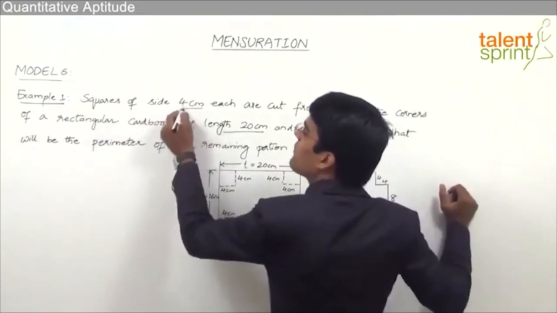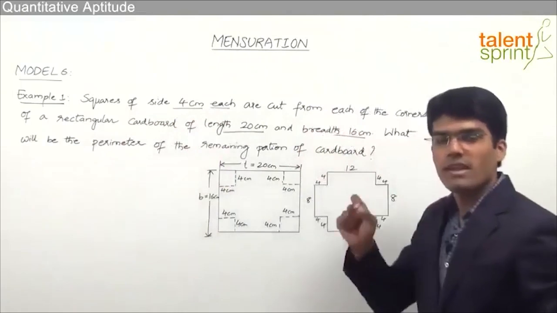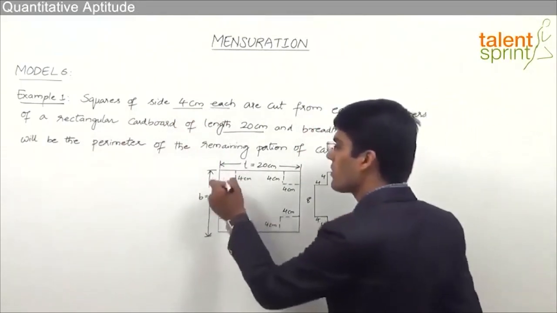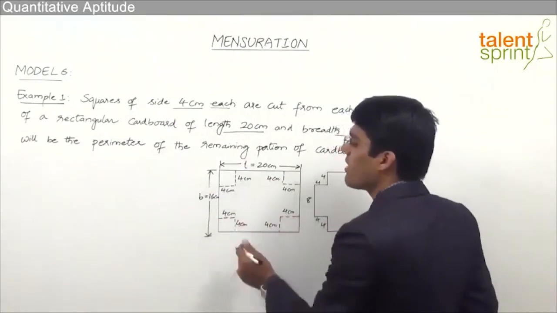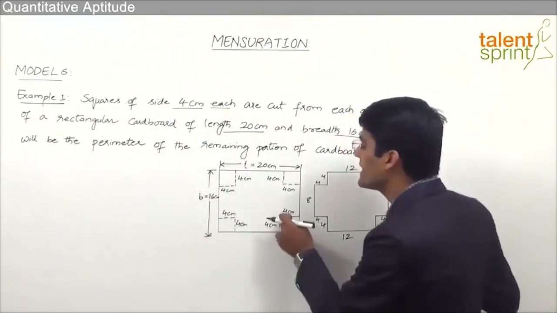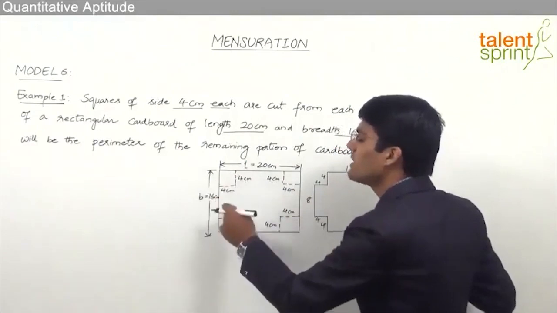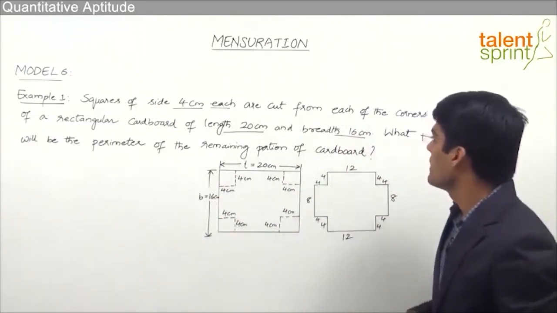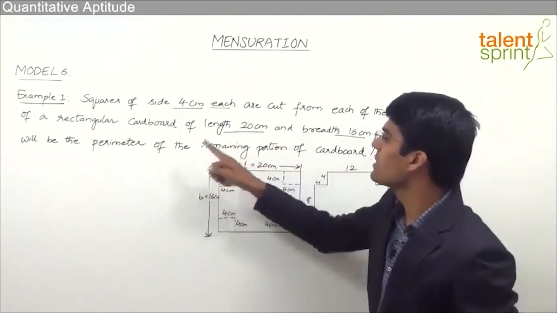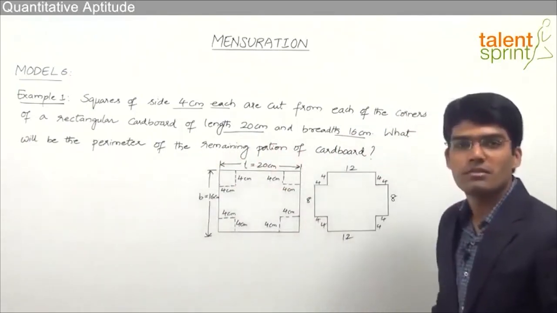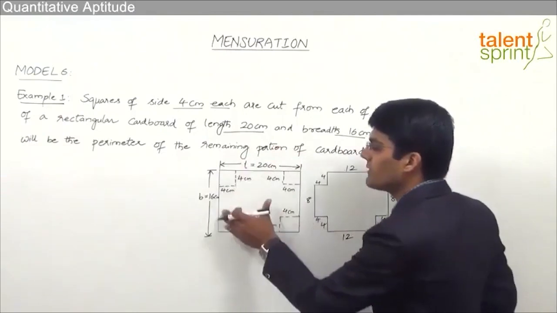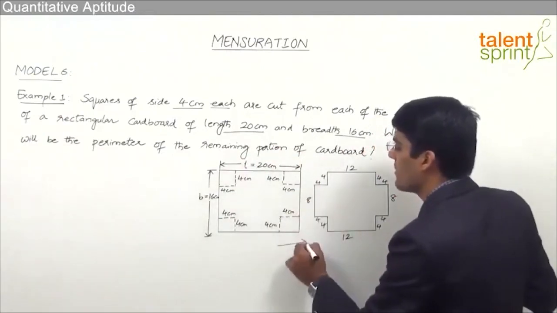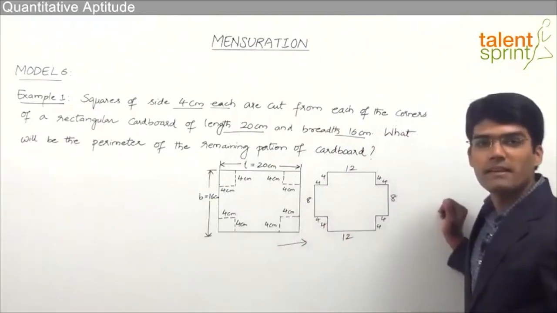Squares of side 4 cm each. That means squares of side 4 cm are cut from each of the corners. So from all the 4 corners, we cut out squares of side 4 cm. These dotted lines represent the cutting out of the squares from each of the corners. Each square is of side 4 cm. So we need to find out what will be the perimeter of the remaining portion of the cardboard. As you can see, when these 4 squares are cut out from the rectangular cardboard, the remaining portion appears as shown in the second figure here.